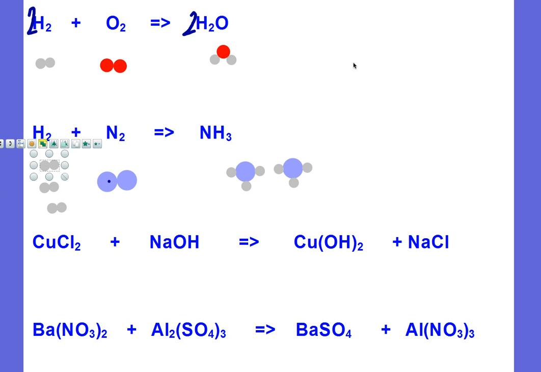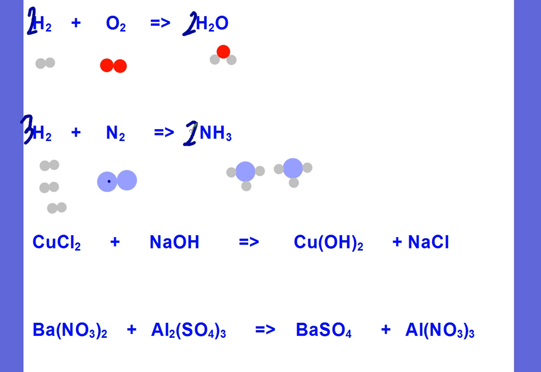Now I've got 6 hydrogens on the left hand side, I've got 1, 2, 3, 4, 5, 6 hydrogens on the right hand side, 2 nitrogens on the left, 2 nitrogens on the right. That's balanced. And that tells me that in order for this reaction to make sense, there must be 3 hydrogen molecules reacting with 1 nitrogen molecule to produce 2 ammonia molecules.